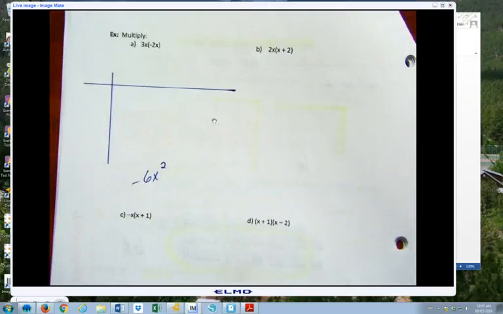Show me your thumb so far. Getting it, kind of getting it, not getting it. Put it really high so I can see. Awesome.